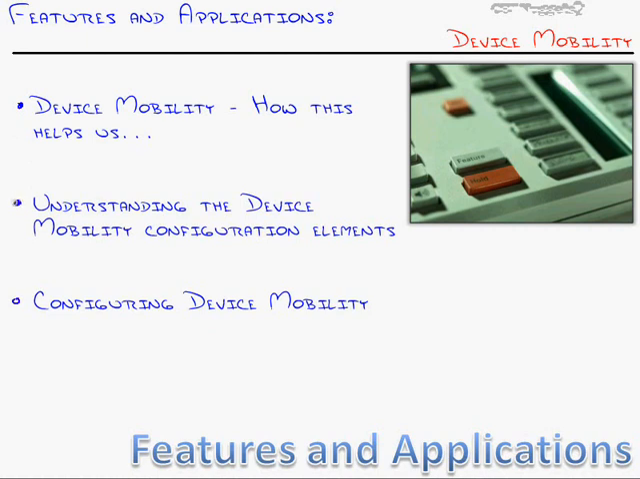Configuration elements, it links together the device pool, the device mobility info, which is the subnet, the device mobility group, and the physical location, which are just tags that it can compare to make sure it ends up in the right place. And then finally, we saw configuring device mobility, just walking through the steps to set it all up.